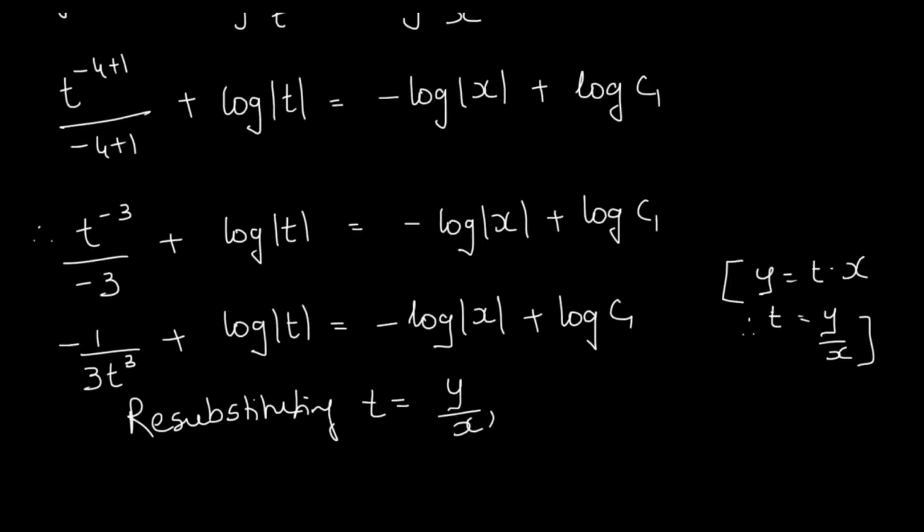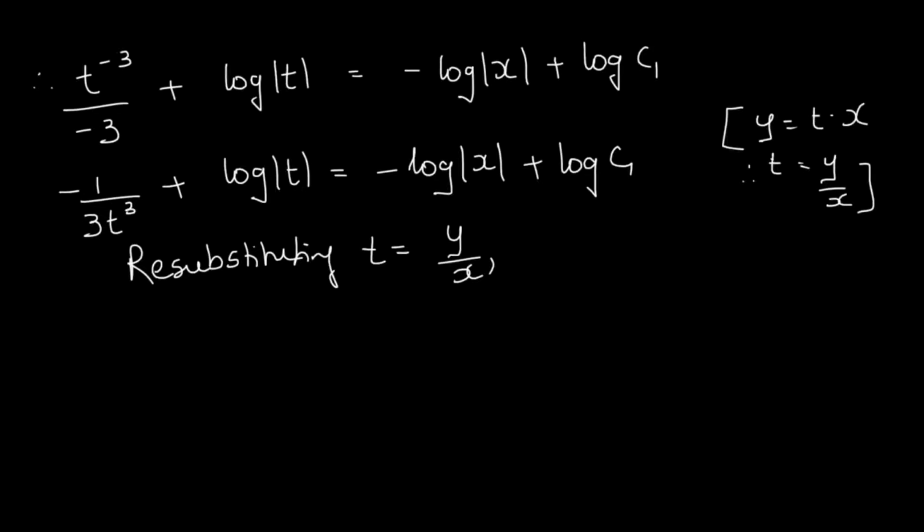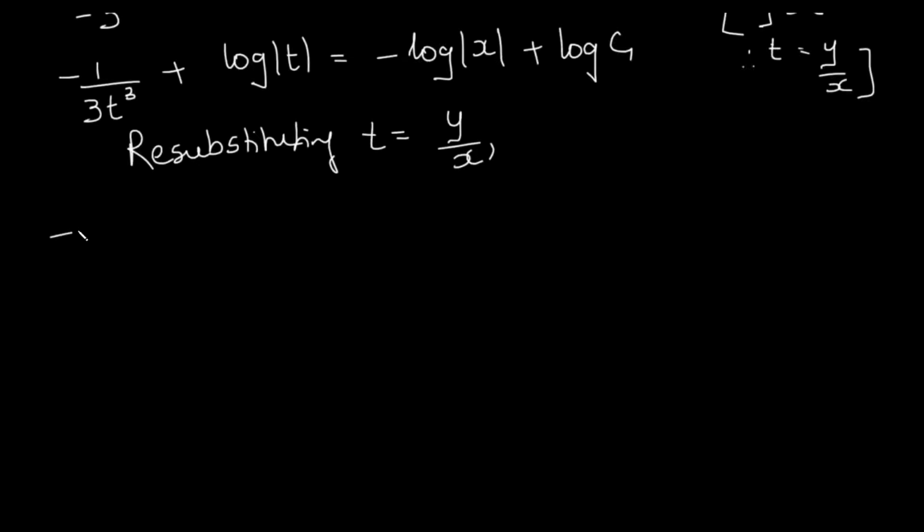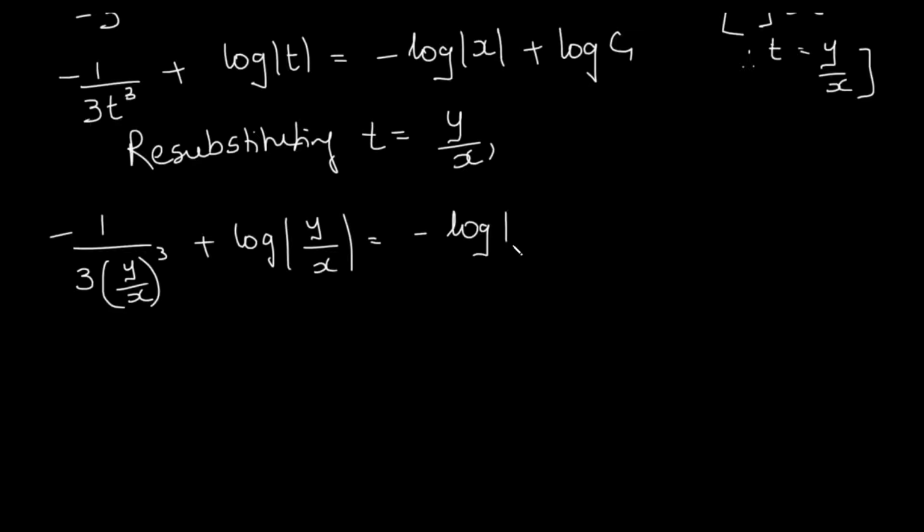We are going to get now, wherever t is there we will be putting y upon x. So we get minus 1 upon 3, t cube becomes (y upon x) the whole cube, plus log y upon x is equal to minus log x plus log c1. Now y cube upon x cube, when it is there in the denominator, x cube will come up to the numerator. So thus we are going to get minus x cube upon 3y cube plus, now log y upon x.